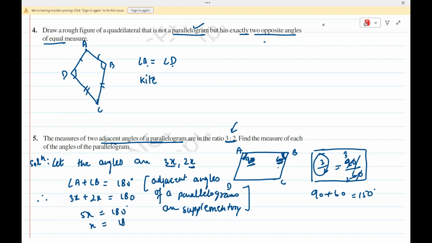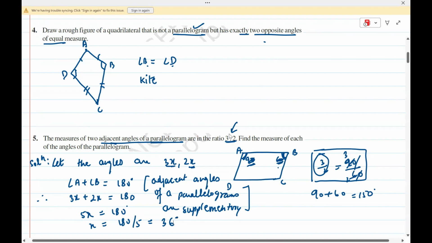So x is 180 divided by 5, which is 36. This is not the angle. We got the value of x. Now, it says the first angle is 3x. So, find the measure of each angle. So, we need to calculate all the angles.